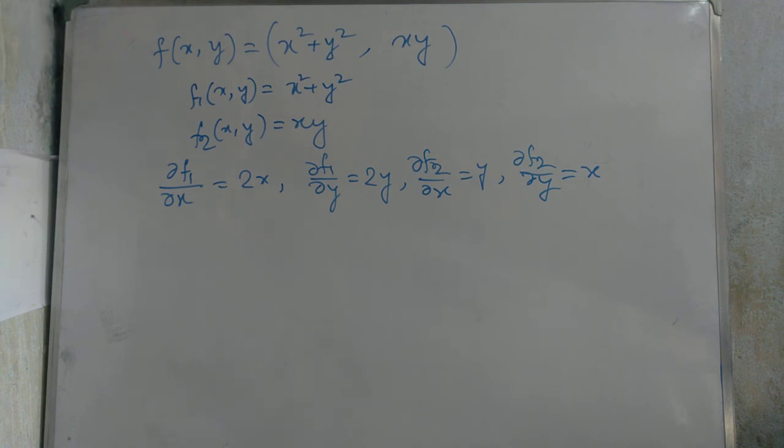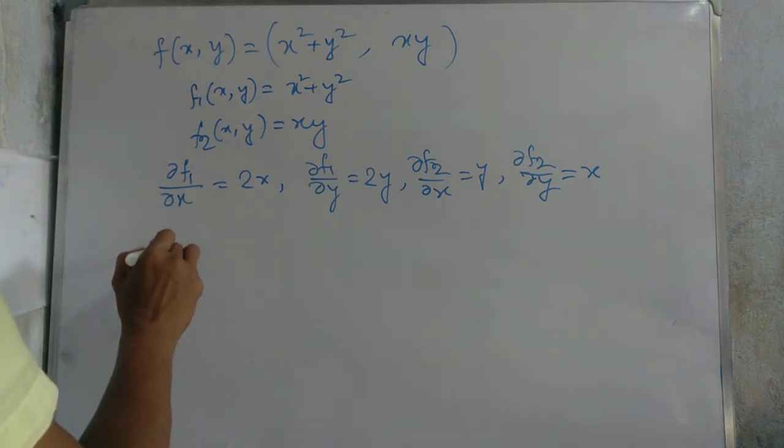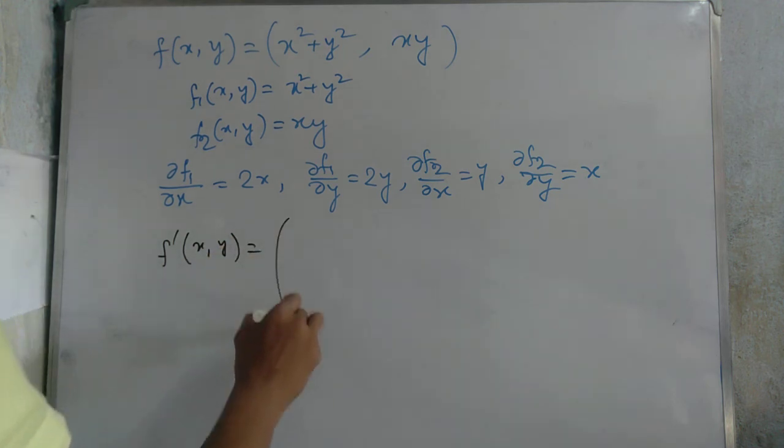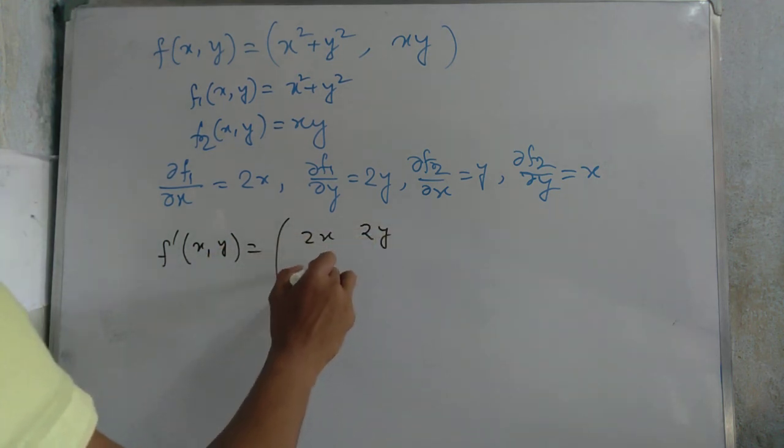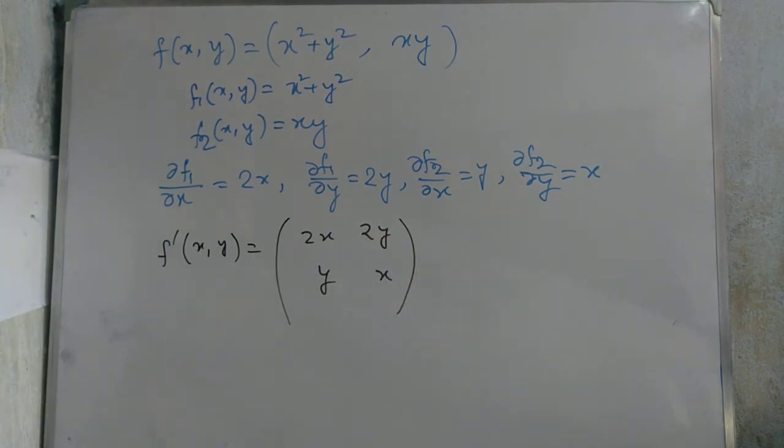Then we show that f is continuous, and the derivative matrix of f is this one: 2x, 2y, y, x, because the Jacobian of this is ∂f1/∂x, ∂f1/∂y, and here ∂f2/∂x and ∂f2/∂y.